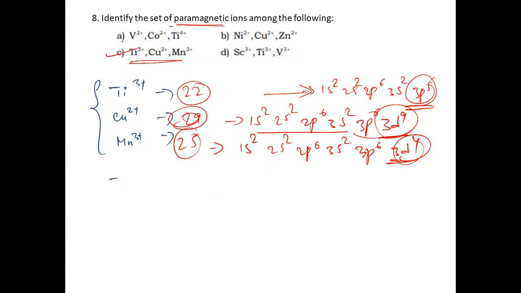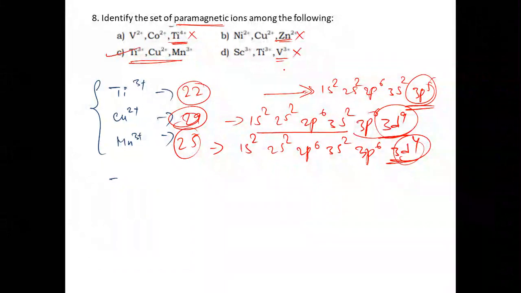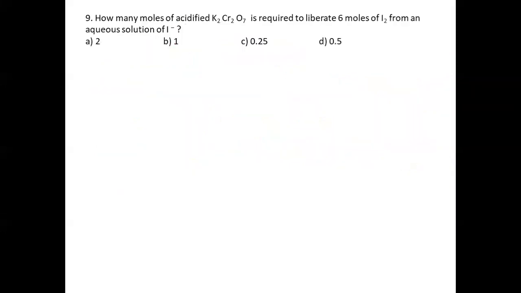If you consider option A, Ti4 plus does not consist of unpaired electrons. In option B, Zn2 plus does not consist of unpaired electrons. And in option D, V3 plus does not consist of unpaired electrons. If you consider option C, all the ions consist of unpaired electrons, hence they are said to be paramagnetic ions.